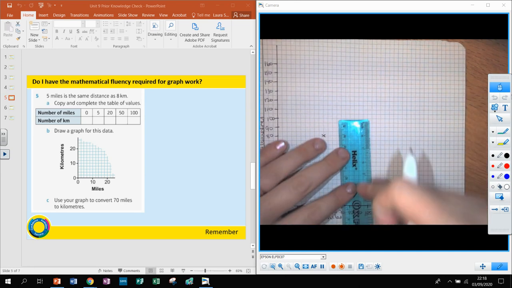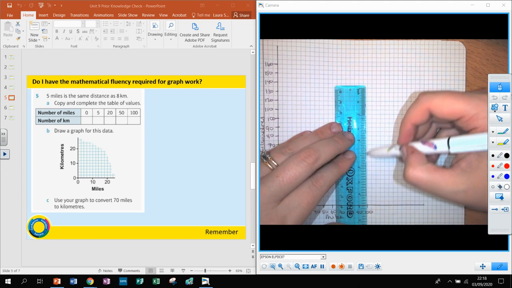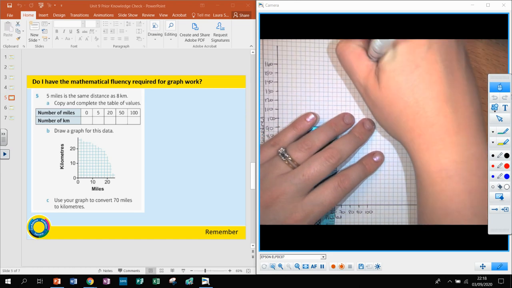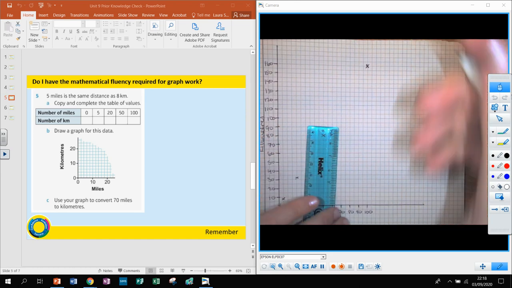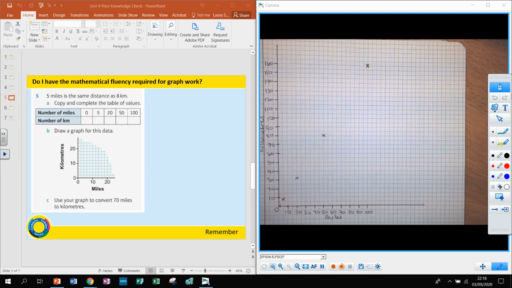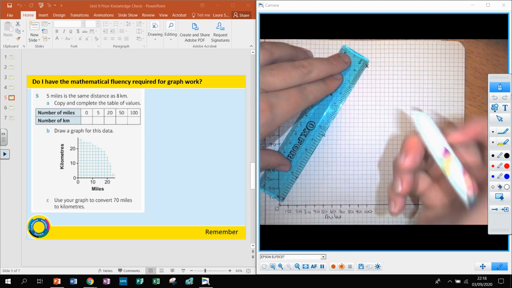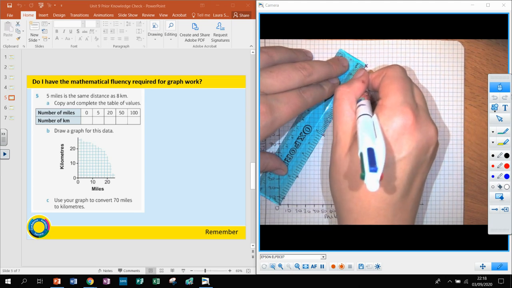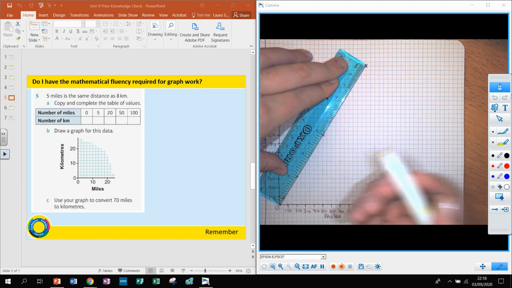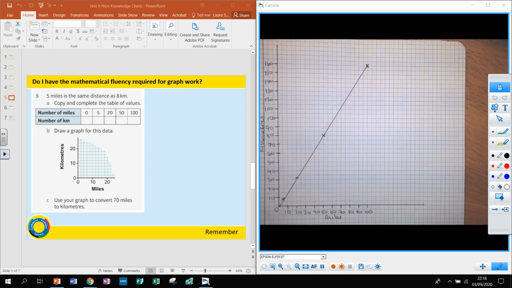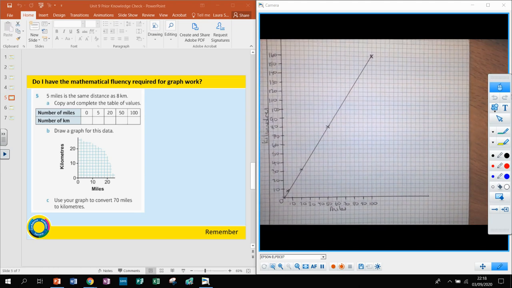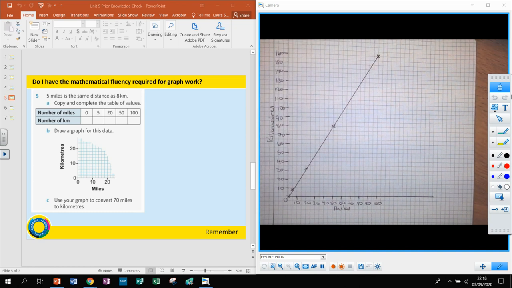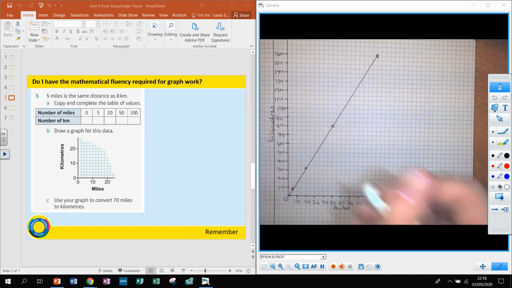Now, if you really struggle with that like I am at the moment, you're going to use a ruler to make sure you go up to the correct spot, which is there. Good. And then you would connect. I've done it quite well because we should have a perfectly straight line, which I do. It's always the same number of miles in the same number of kilometers, so we would expect it to be a direct relationship and for it to be a straight line. And that's part B done.